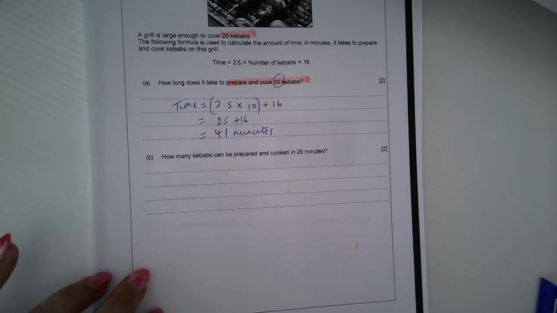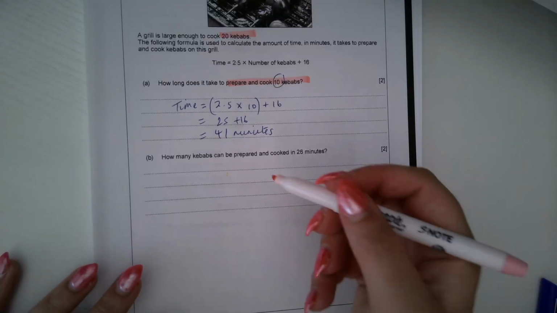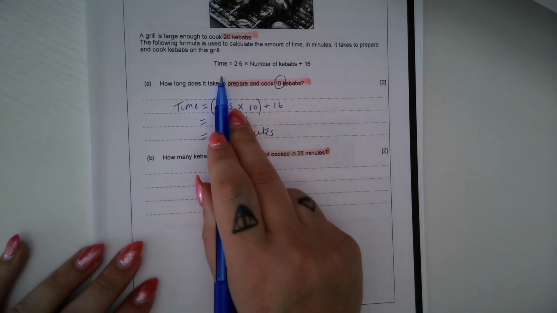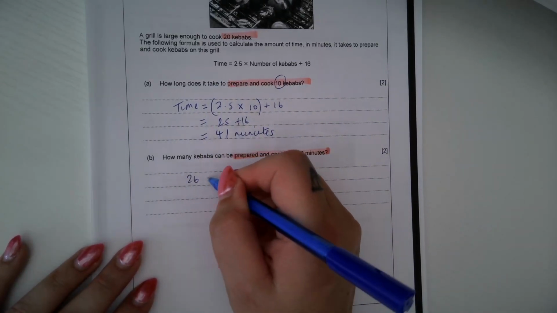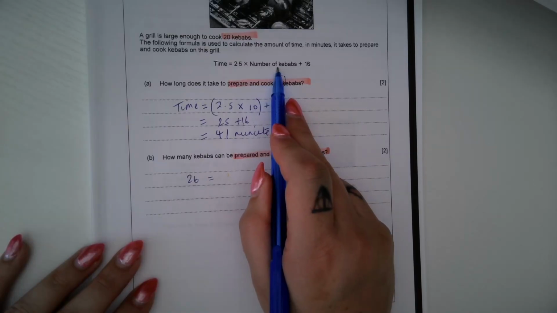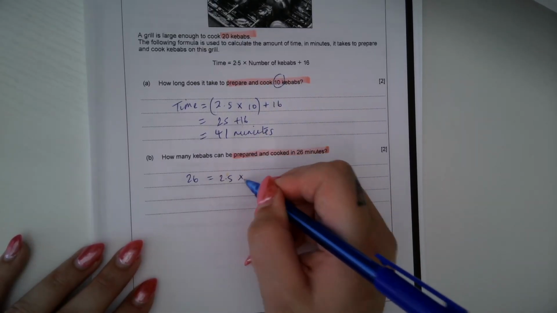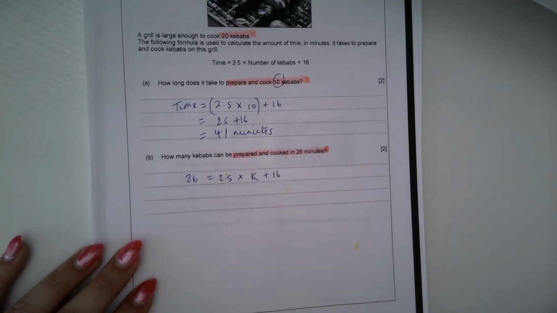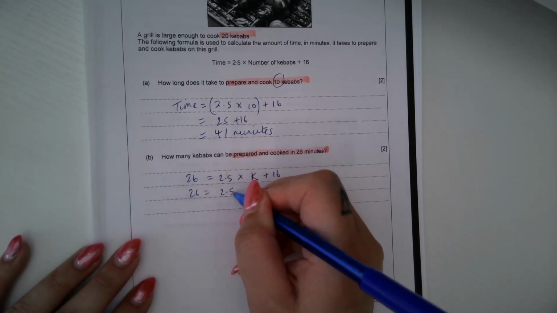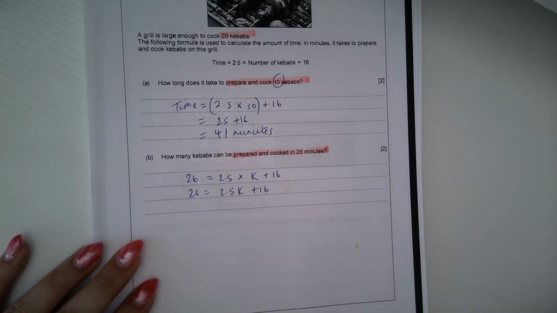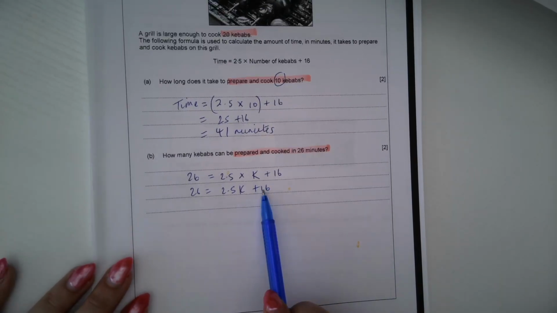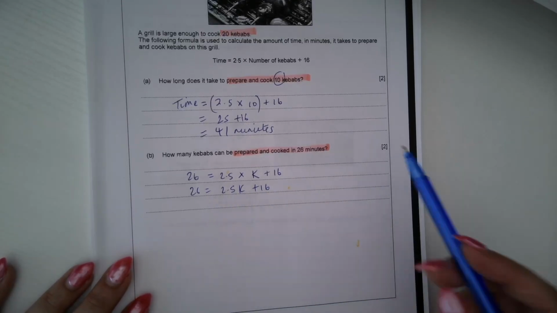Part B. How many kebabs can be prepared and cooked in 26 minutes? So this time we know our time is 26 minutes, but we don't know our number of kebabs. So it would be 2.5 multiplied by our number of kebabs, and then we would add 16, okay? So we're going to solve this equation because this is 26 equals 2.5k plus 16. So the first thing we're going to do is subtract 16 from both sides to eliminate it here and get the k term on its own.